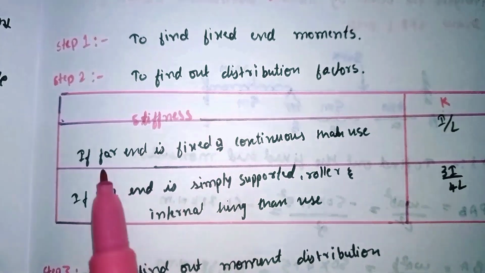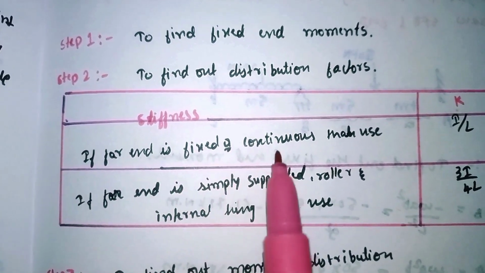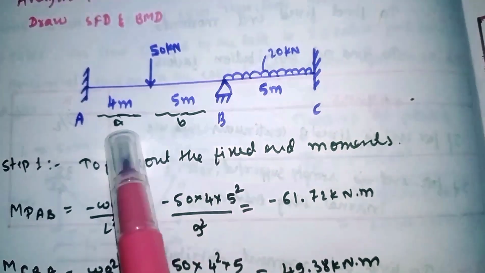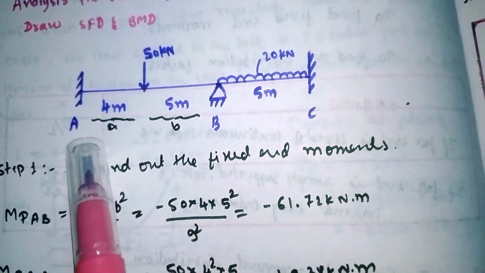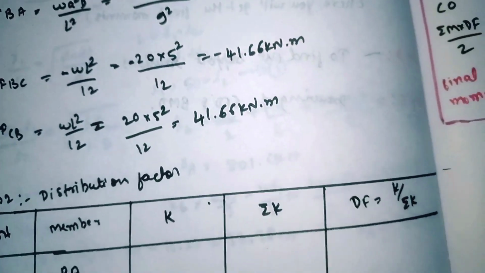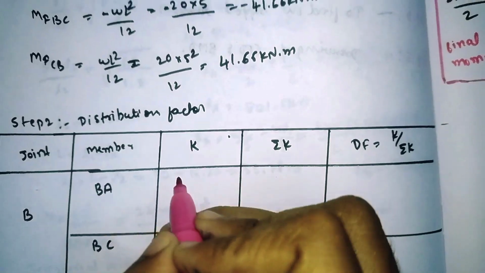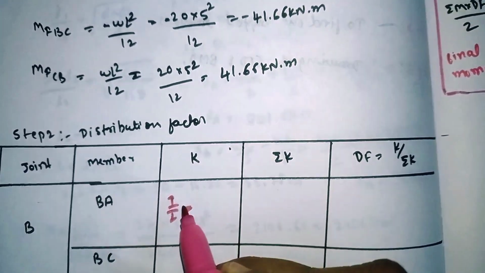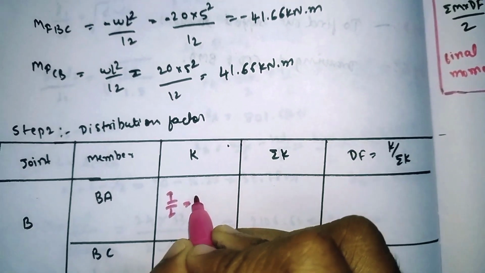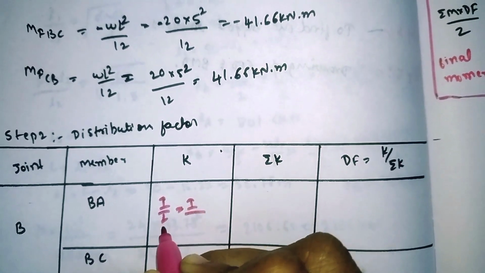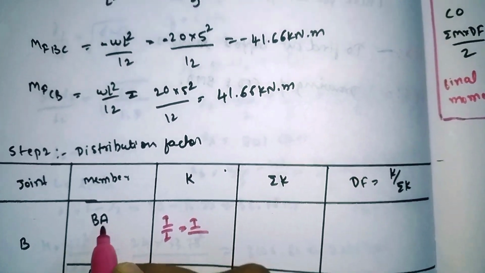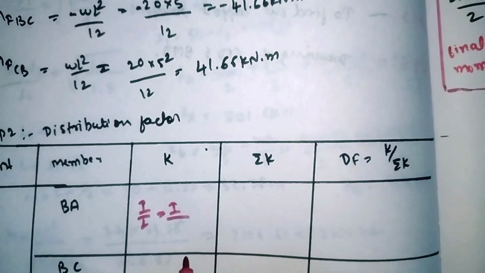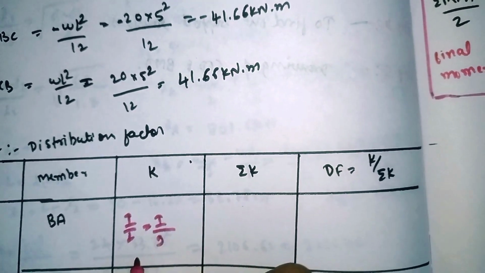So look here. If the far end is fixed or continuous, then we have to use I divided by L. For our member BA, the far end is fixed, so we need to use our K value as I by L. In this problem the I value is not given, so keep it as I, and our span L length for BA is total 9, 4 plus 5 is 9. So substitute 9.